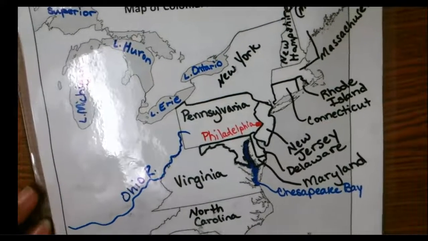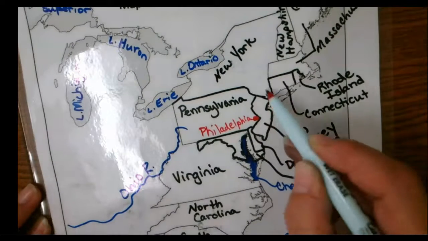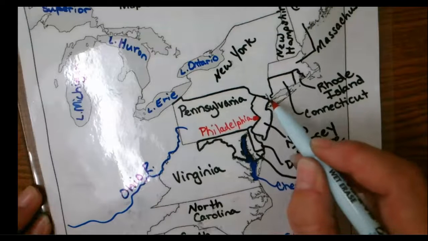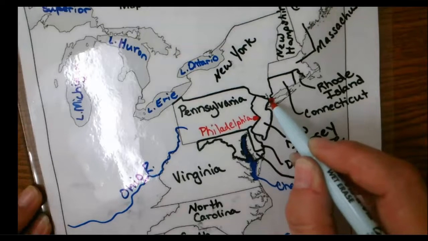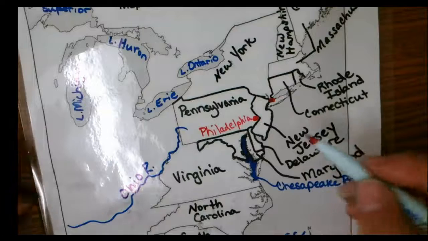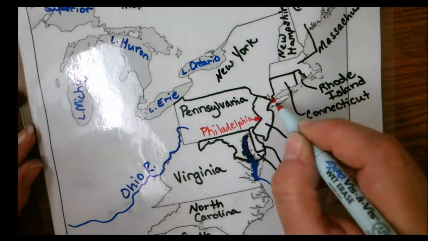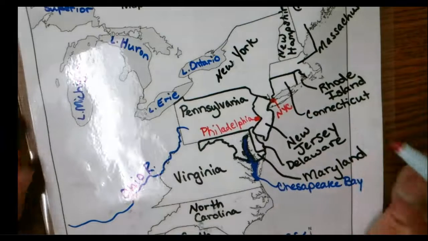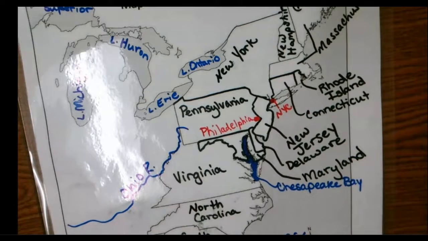New York City, you can find where the Long Island meets the mainland. There's a tiny space. That's where New York City is. It's on an island, remember, or a couple of islands. And I'm going to put NYC. You know what NYC means? New York City. You can write out New York City, but I'll let you abbreviate NYC. Most people remember that is New York City, right?